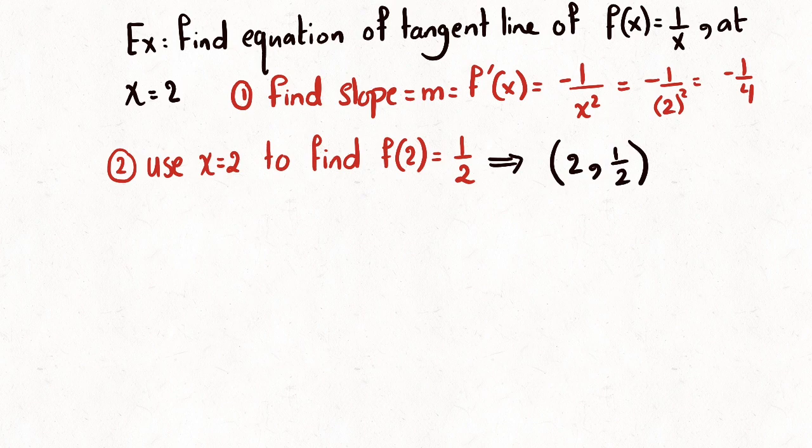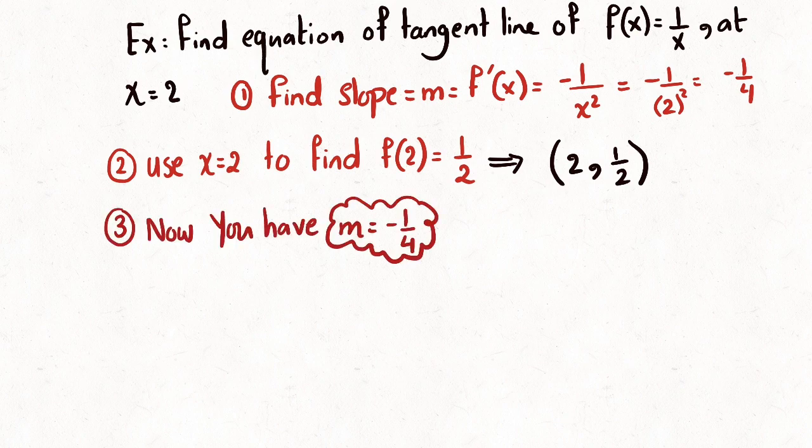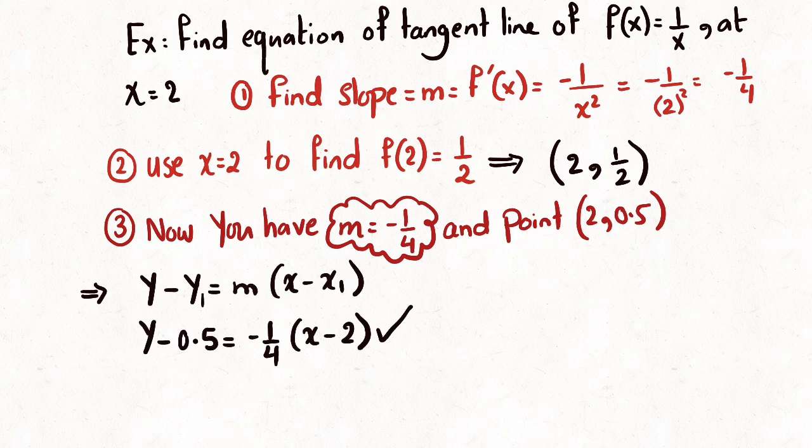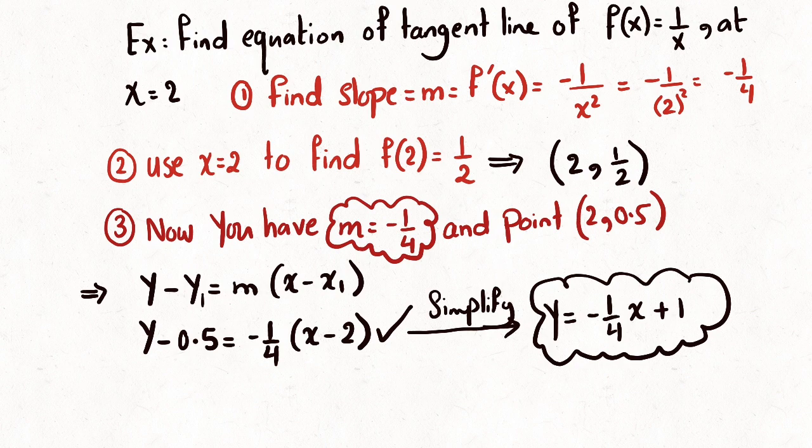You have found the slope, which is m equals negative 1 over 4, and you will use the point-slope form of the linear equation, which is y minus y1 equals m times x minus x1. You replace the values, and if you wish, you can simplify it further to get the final answer of the line equation, but mathematically this is an acceptable answer. Now I'm showing you, if you simplify it, the answer will be negative 1/4 x plus 1, and this is the equation of the tangent line at x equals 2.